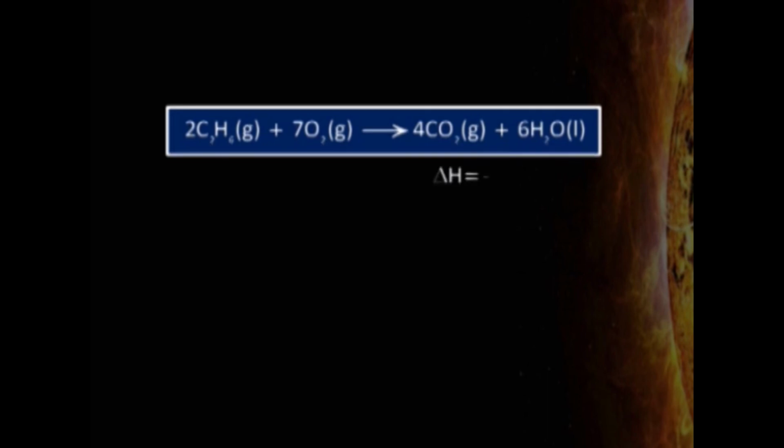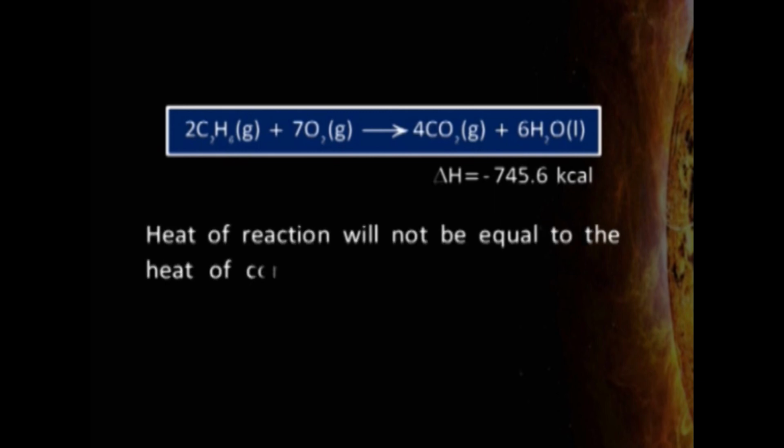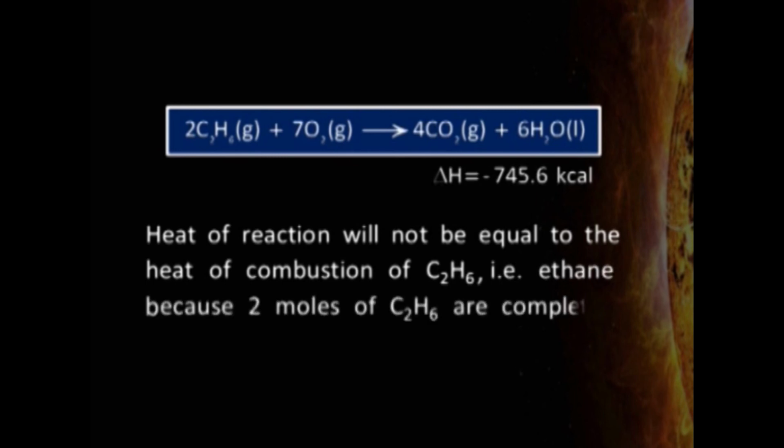In another example, you can see 2C2H6 gaseous plus 7O2 gaseous gives you 4CO2 gaseous plus 6H2O liquid. Here delta H for the reaction is equal to minus 745.6 kilocalories. Here heat of reaction will not be equal to the heat of combustion of C2H6, that is ethane, because 2 moles of ethane are completely oxidized.